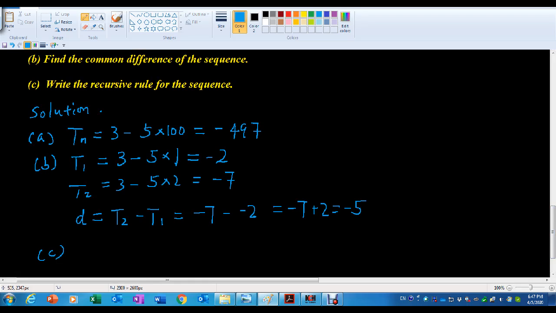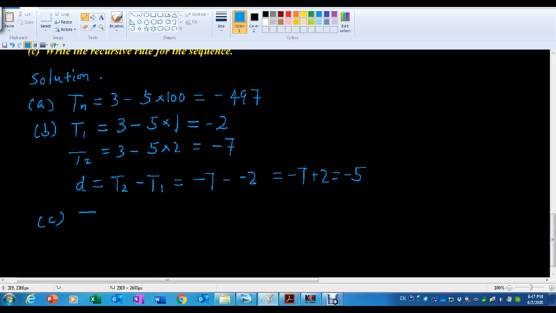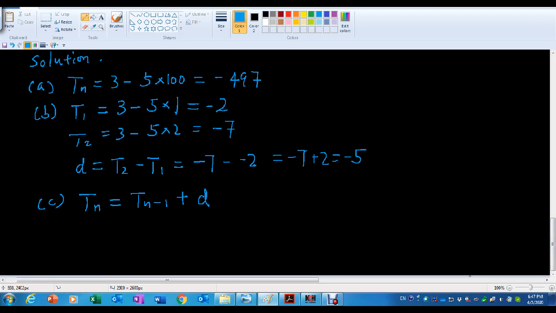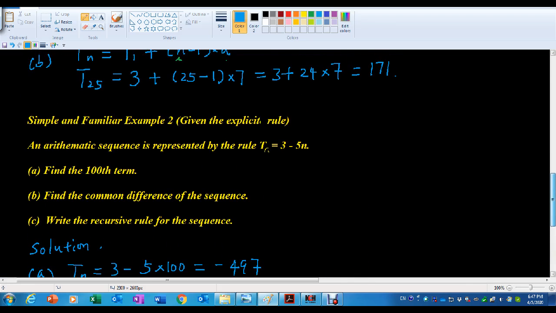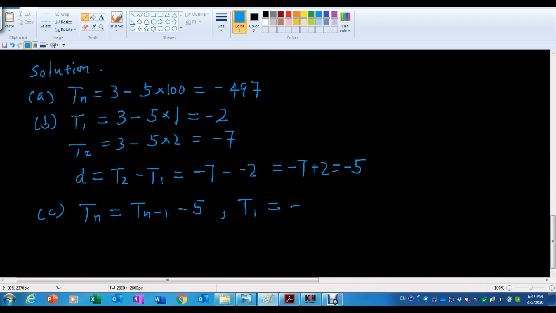Okay, part C, write the recursive rule for the sequence. Remember the recursive rule is just like Tn equals Tn minus 1 plus the common difference, and also you need to give T1. So what's the common difference? It's minus 5. And what's T1? T1 is minus 2. So that's the recursive rule.